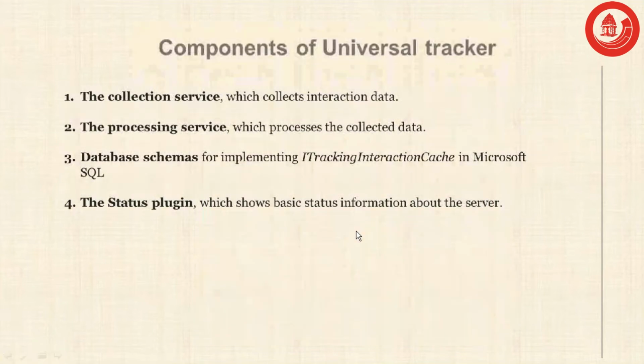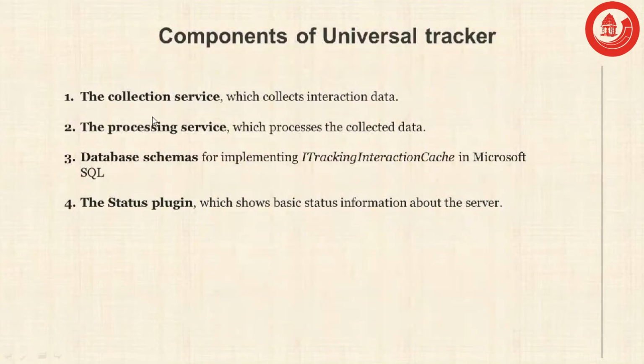Let us see the components of Universal Tracker. These are the basic components of Universal Tracker. First is the collection service. Then we have the processing service, database schemas, and the status plugin. The collection service is a .NET Core Web API service. It collects the events from interactions as they occur or immediately after they have occurred and stores them in the temporary table. Once they are in the temporary table, the processing service takes it from there.